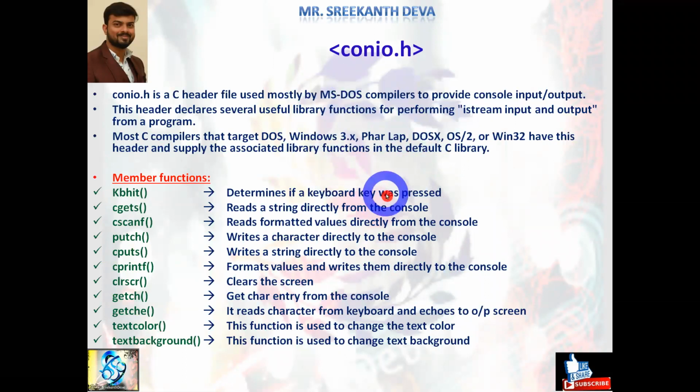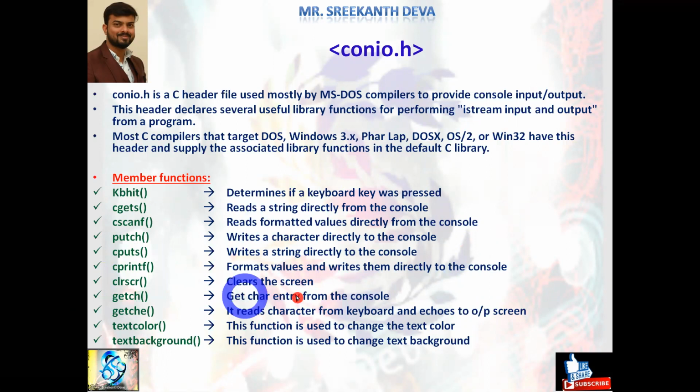So when we are working with console based IDEs or editors, we need to use the conio.h header file. We need to use this conio.h for clearing the screen, or to get a character entry from the console. It includes several member functions, but the most commonly used are: kbhit determines if a keyboard key was pressed, cgets reads a string directly from the console, cscanf reads a formatted value directly from the console, putch writes a character directly to the console, cputs writes a string directly to the console, cprintf formats values and writes them directly to the console, clrscr clears the screen.